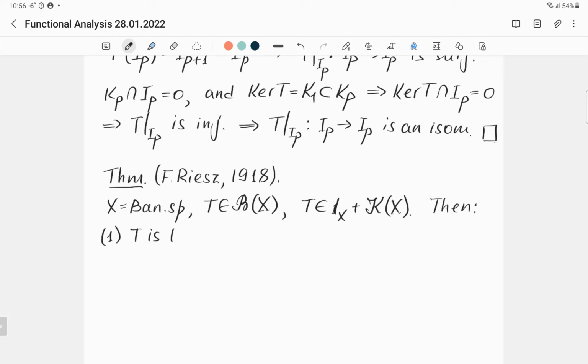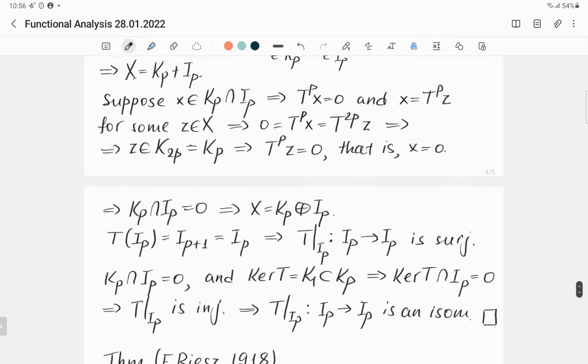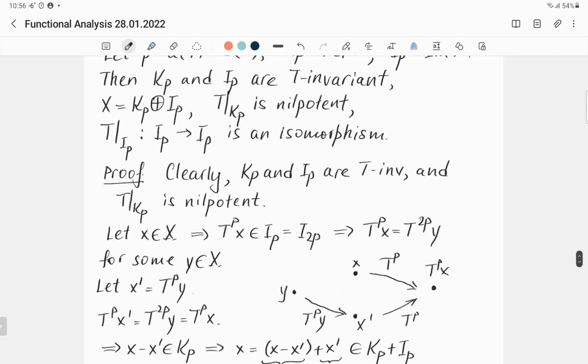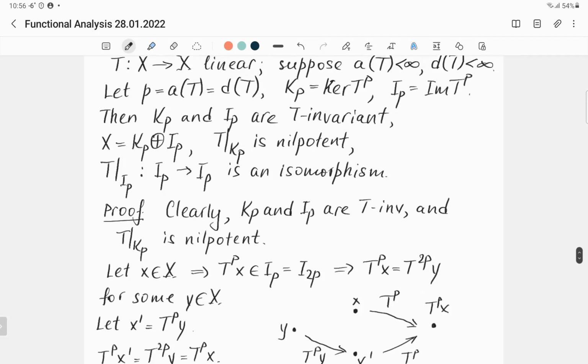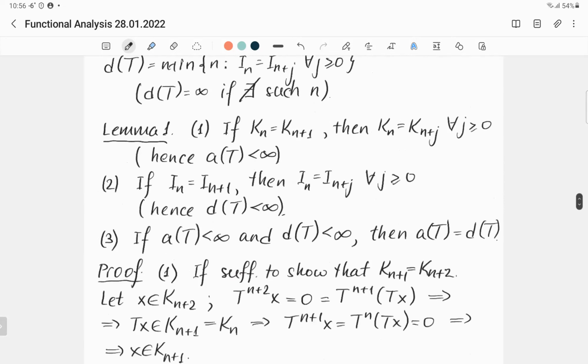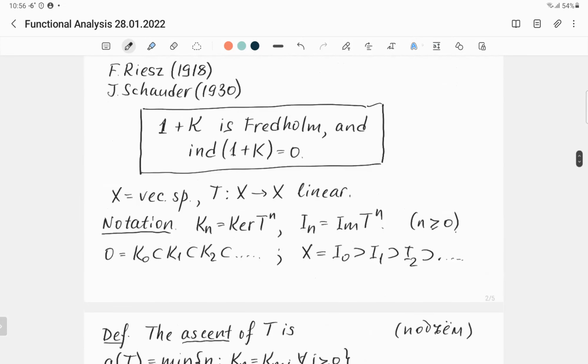There's a question about the nilpotence of T restricted to Kp. Well, let's look once again at the proof of Lemma 2. What is Kp? Let's look at the definition. Kp is the kernel of T to the power P. So just by this definition, if we restrict T to Kp, then the pth power of this restriction is 0, just because Kp is the kernel of T to the power P. It's just a corollary of the definition.